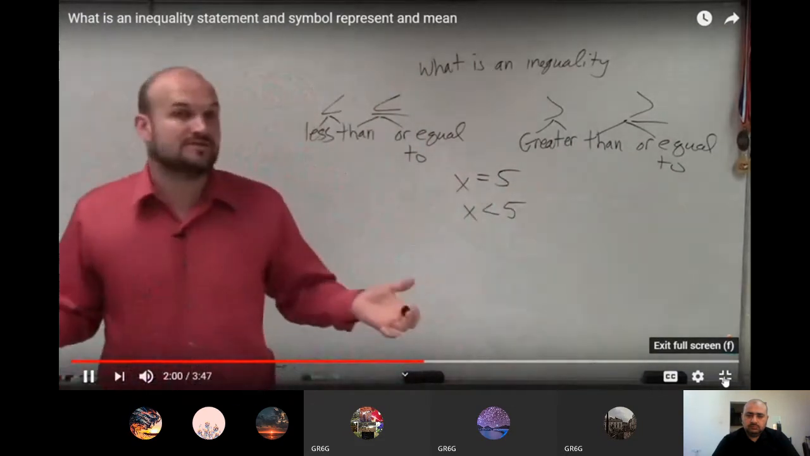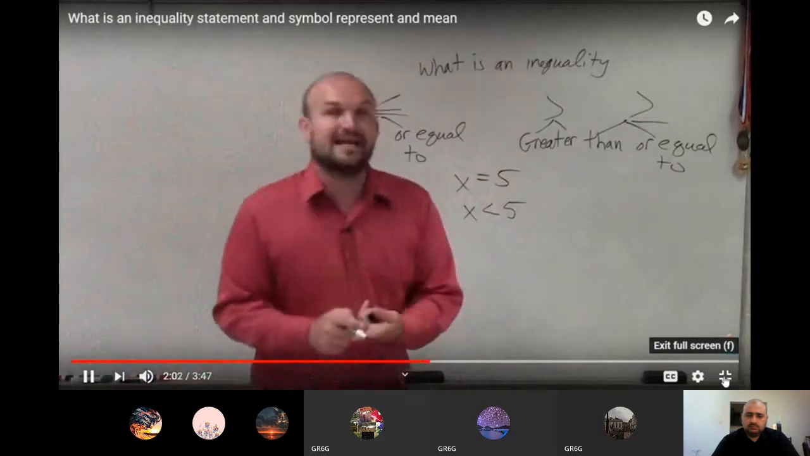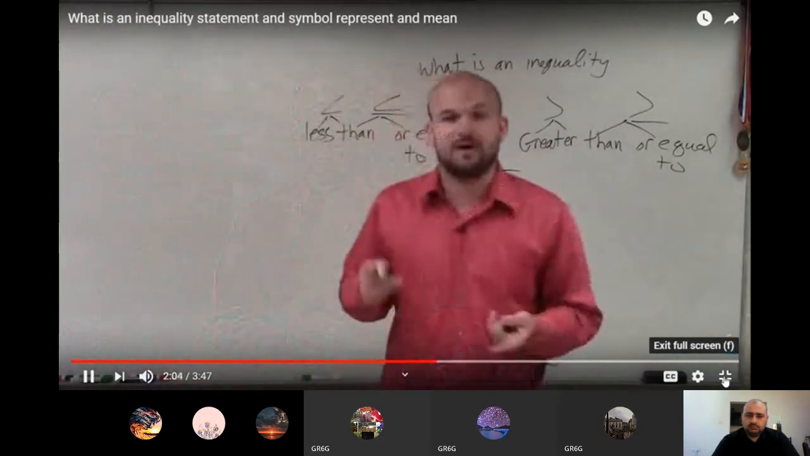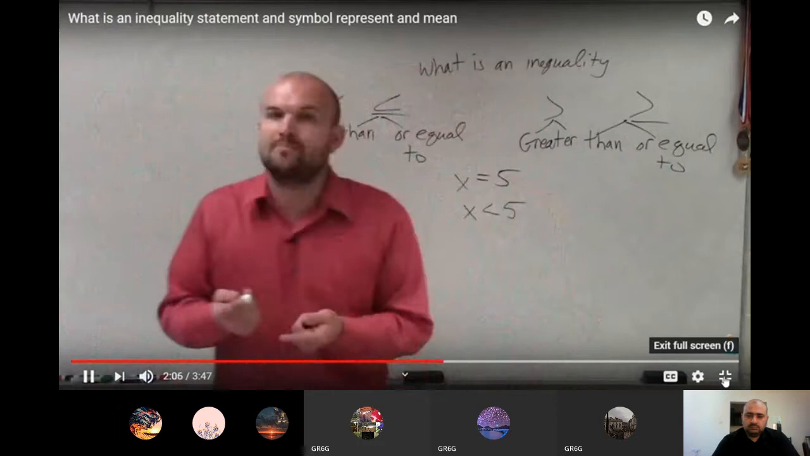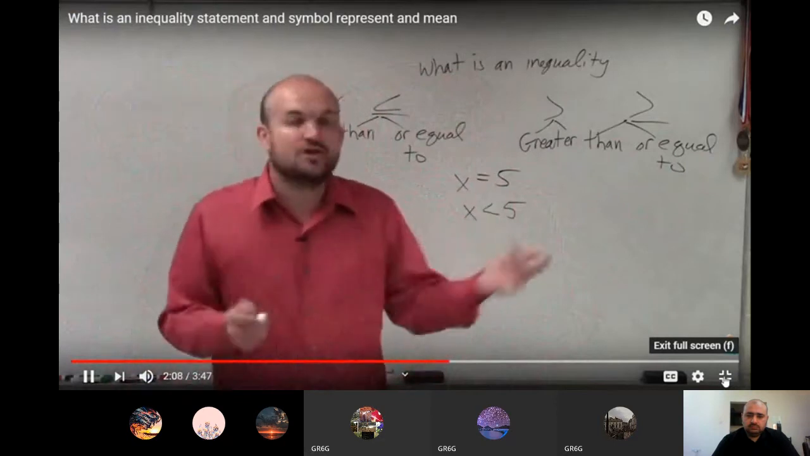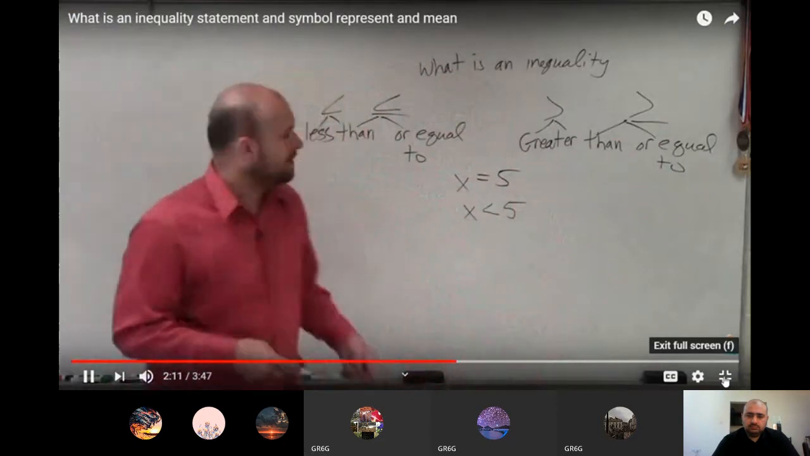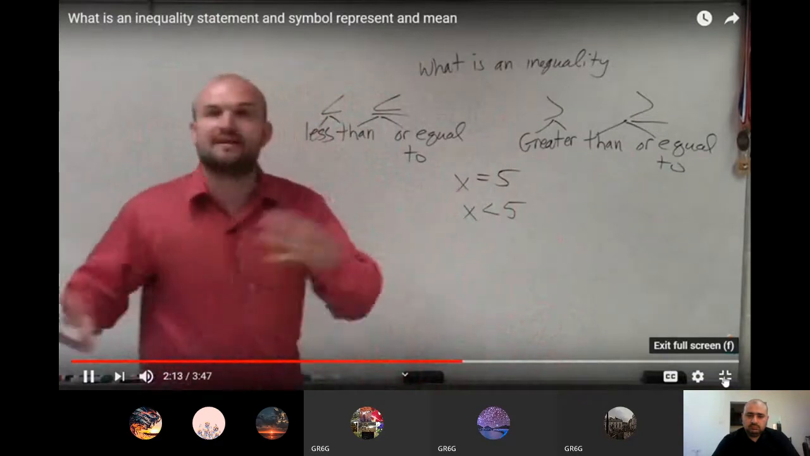Well, there are multiple solutions, right? There are going to be multiple answers. You could have negative 1 is less than 5. 2 is less than 5. 1.7 is less than 5. 2/3 is less than 5. 0 is less than 5. So there are infinitely many solutions.